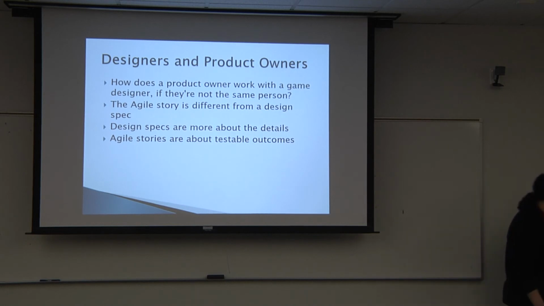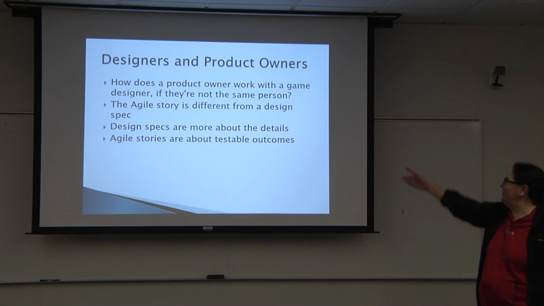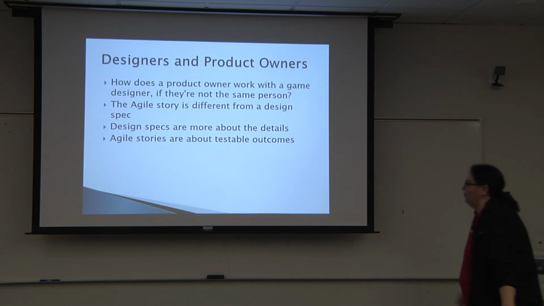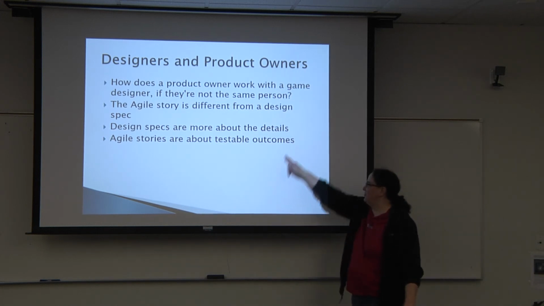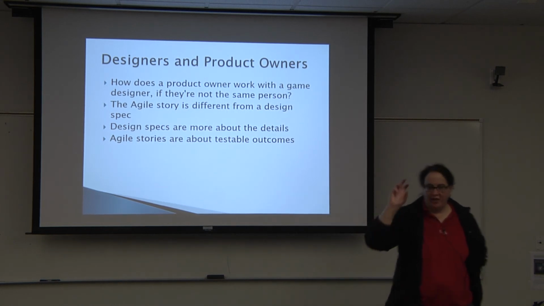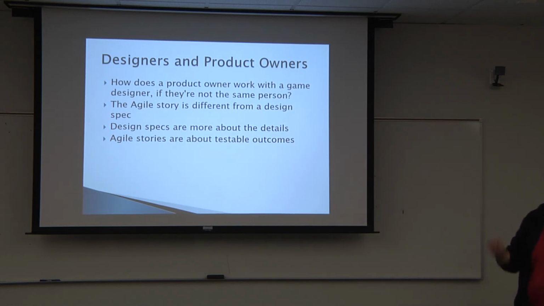So I was just talking about this. The main thing to keep in mind is that I don't want to discount design specs, because they can have a valuable role, but this is the main thing. Agile stories are about testable outcomes. Here are these things that accomplish these goals. A QA person can literally just go down the list and go, yep, hit every single one.